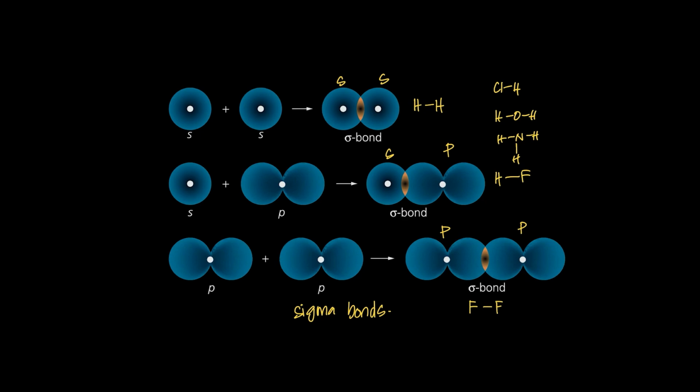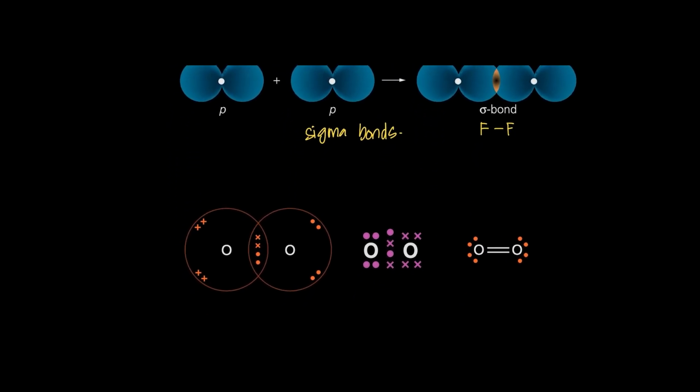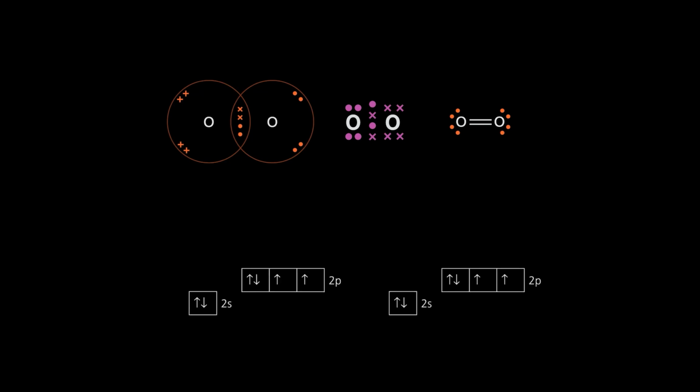But we also know that we have double bonds, for things like oxygen, right? Now oxygen, we know it has this layout. We did the dot and cross earlier. It is a double bond. So how do double bonds form? Because double bonds are not so straightforward as single bonds. And to understand that, we have to look at the electron in box diagram for oxygen first.